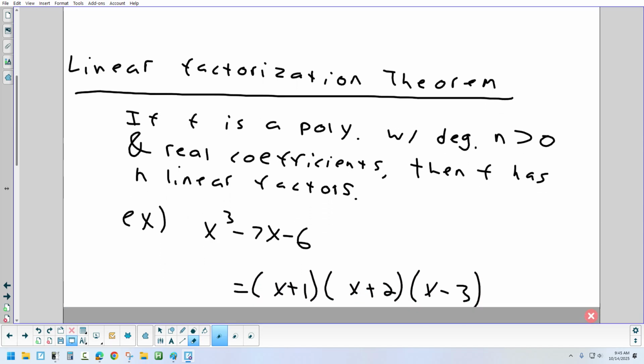So if you've got a problem that has a highest exponent of 3, then you're going to be able to get 3 answers out of it. Maybe they'll be real, maybe they'll be imaginary. Something with a degree of 4 would factor into 4 factors. So that last problem we did, that had 1, negative 1, i, and negative i, these would be your factors.